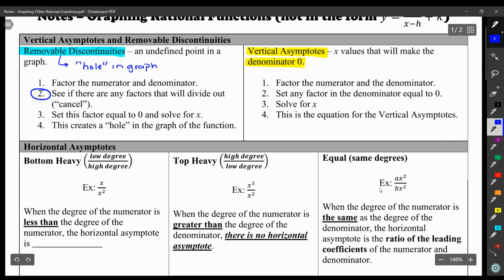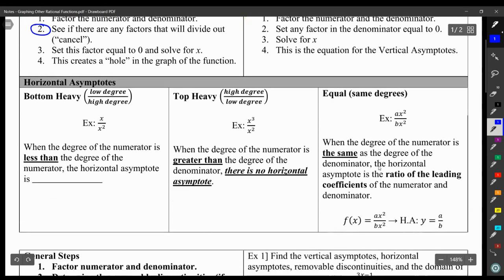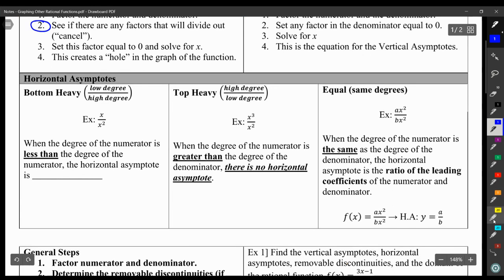Finally, for the horizontal asymptotes, there's a bunch of rules that we have. And so we didn't have these last time because I could find the horizontal asymptote just by looking at K, the up and the down transformation. So here we have 3 different rules. We call it bottom heavy, top heavy, and equal. And these talk about the degree.